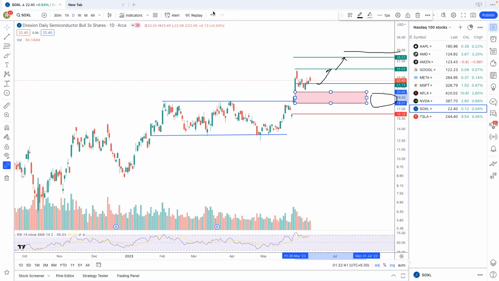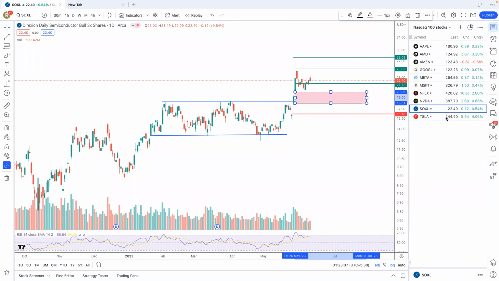Where is the downside in SOXL? Downside is possible only if it stays below 21.75, and then it might come to this support area, and from there it can again start its upside journey. If it breaks below 18, then we will talk about the downside of 16 and 14 levels. So this was about SOXL.